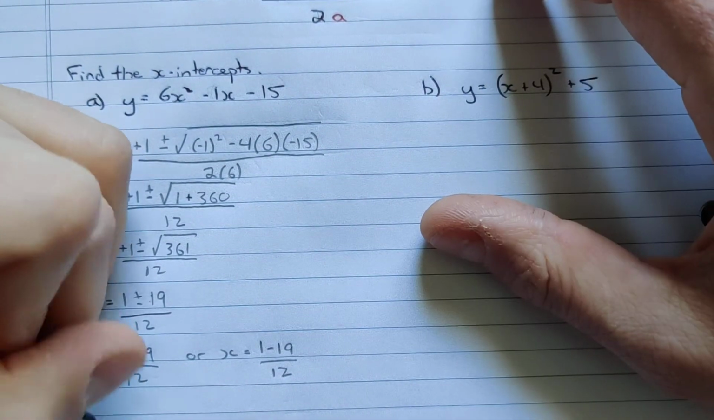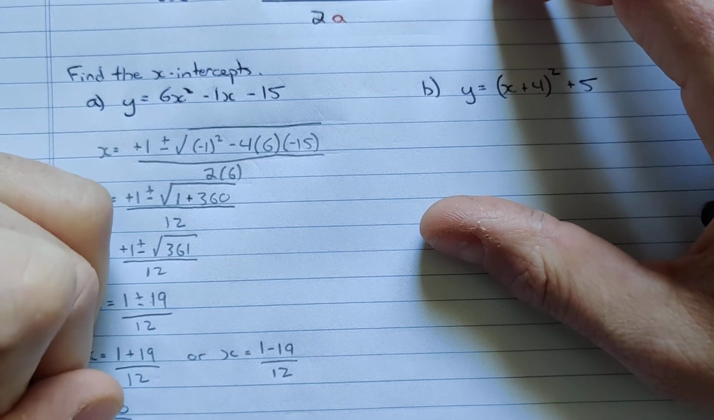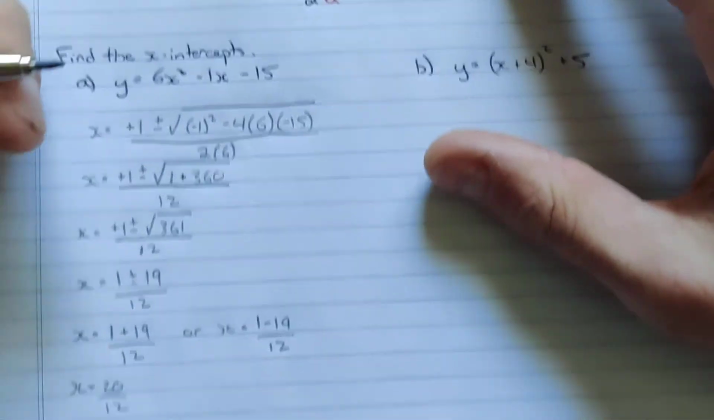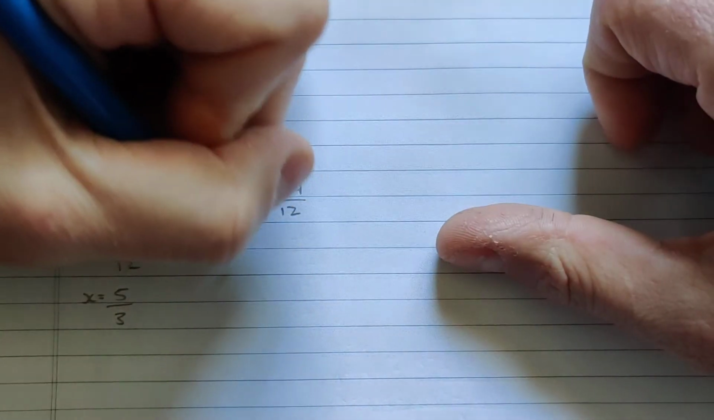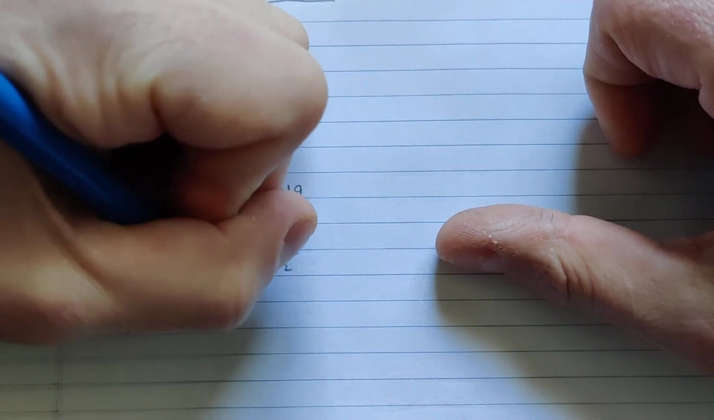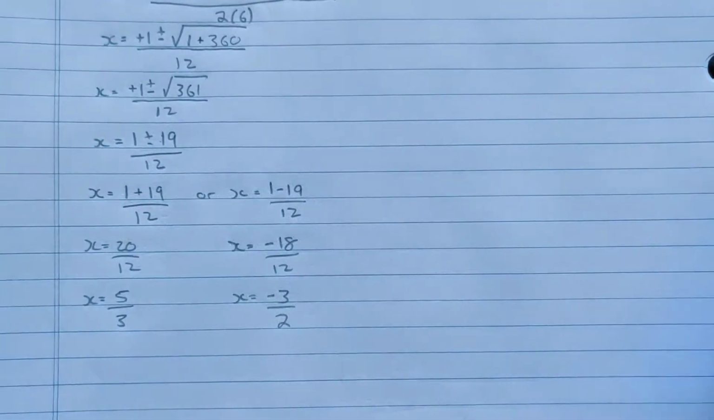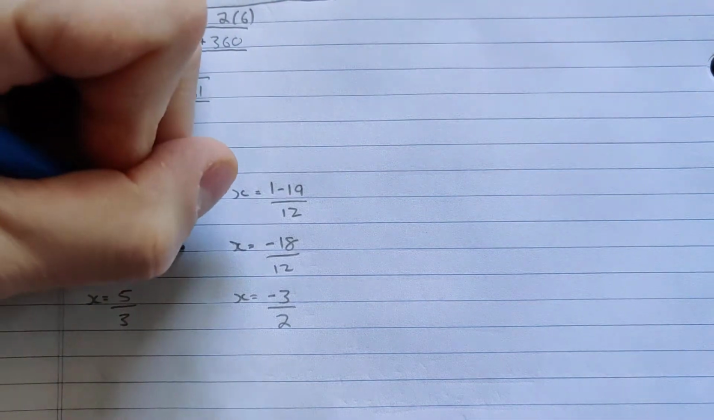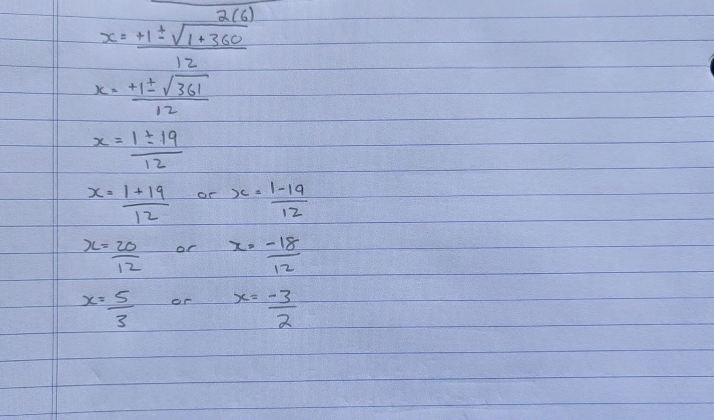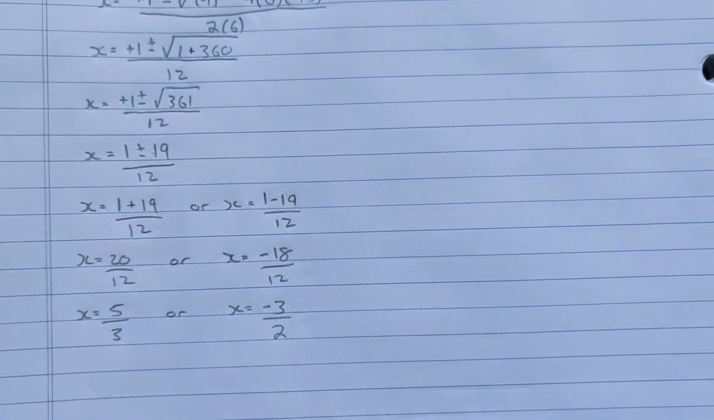1 plus 19 is 20 over 12. And I'm just going to finish that side off. That's going to give me 5 over 3 when I simplify it. And then in the other situation here, we have x equals negative 18 over 12, or x equals negative 3 over 2. Those are the two possible solutions. So it's those two. Those would be the roots of my equation when y is equal to 0.